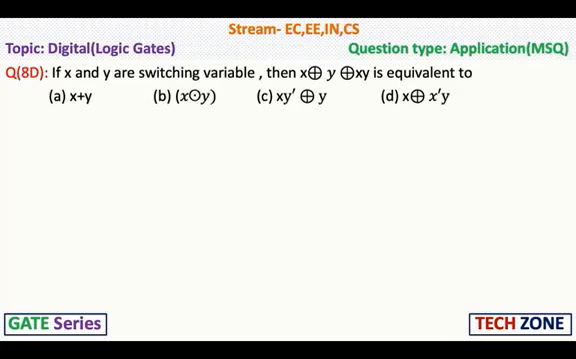So the next question is: if x and y are switching variables, then x XOR y XOR xy is equivalent to option A x OR y, option B x XNOR y, option C x y bar XOR y, option D x XOR x bar y.